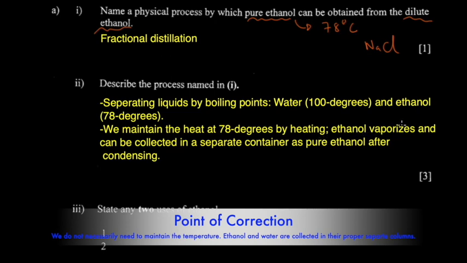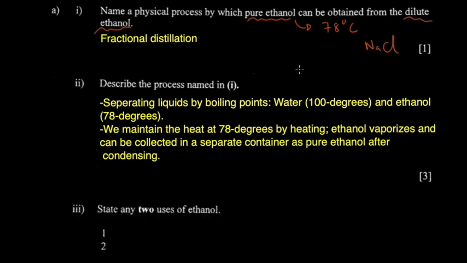Then ethanol vaporizes and can be collected in a separate container as pure ethanol after condensing. So you heat the mixture to 78 degrees, and only ethanol, not water, would evaporate. It would go to one section of the fractionating column, and there it will condense and then can be collected as pure ethanol.